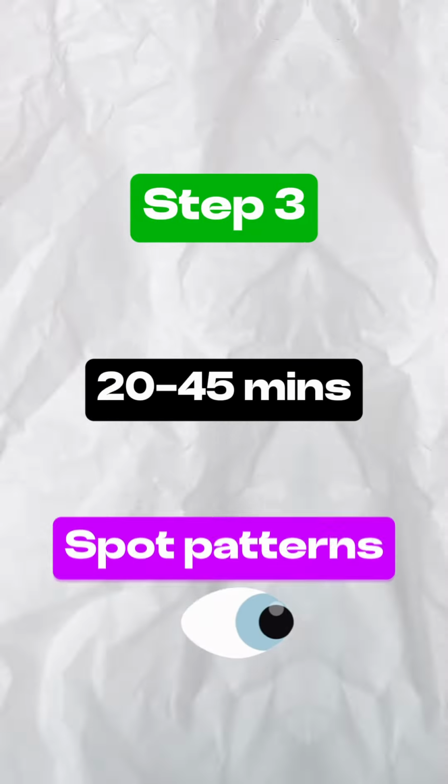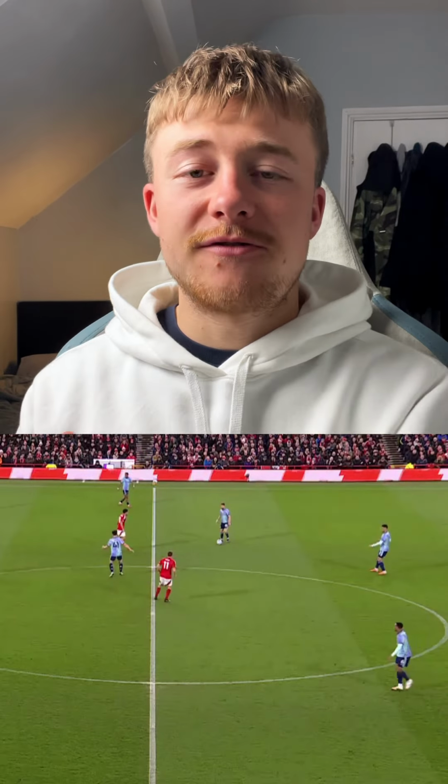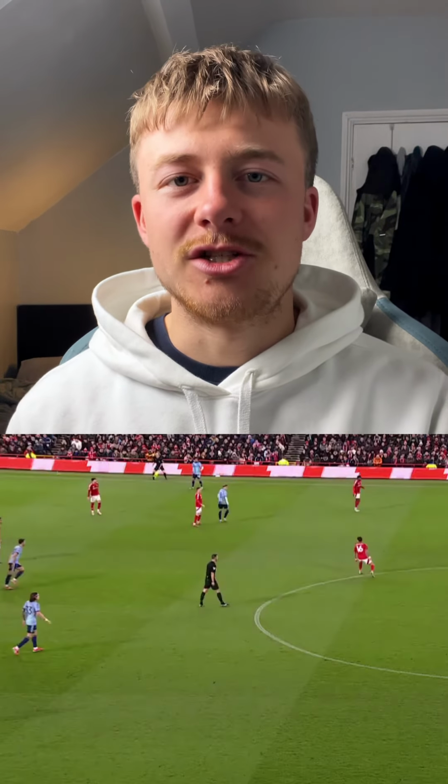Step 3. For the rest of the first half, I want you to focus on looking out for patterns. And by this I mean watching out for what players are doing with their movement. For example, when the ball is with the defensive line, what movements are the midfield line doing? And then within this, you can look at what knock-on effect does this have for the opposition team? What are they doing to counter that?